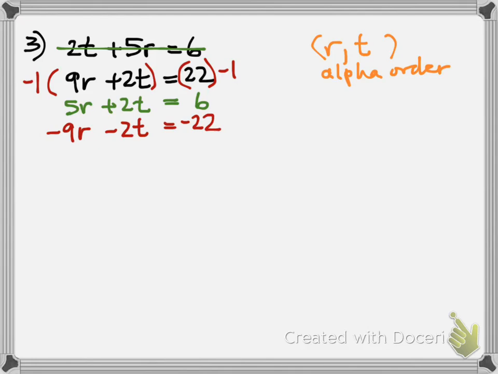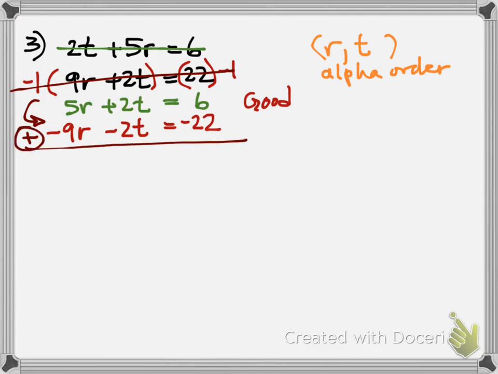So because this was not the good situation, we had to do a little bit more prep work. So now this one is gone, right? And it's been replaced with this one. So now we're ready to add. Signs are different, bigger numbers negative. I get negative 4r. My t's are opposites, so they eliminate. Here the signs are different, bigger numbers negative. 22 take away 6 is 16.